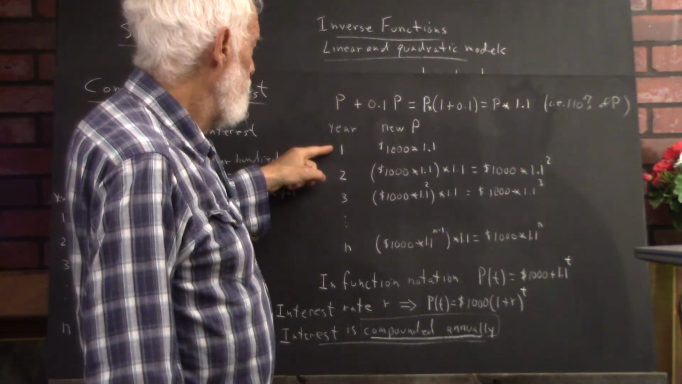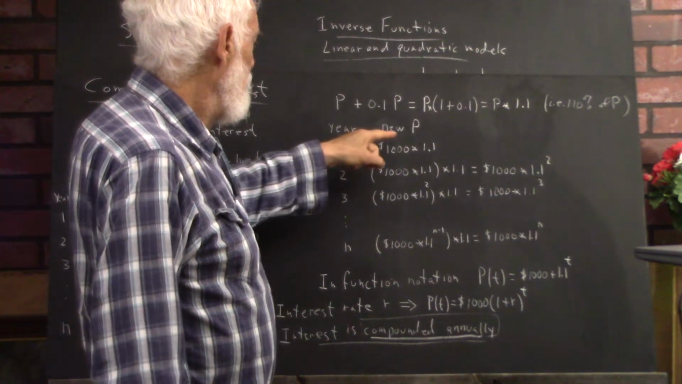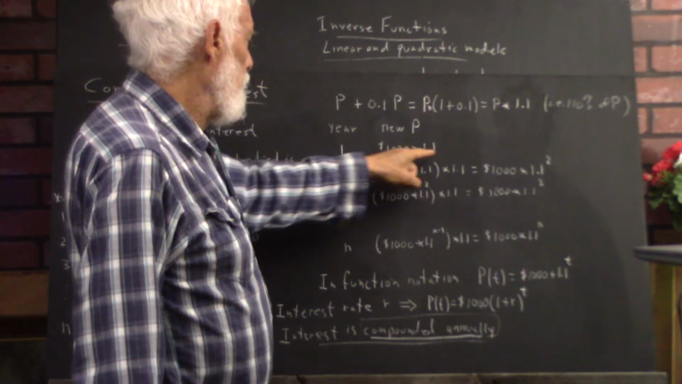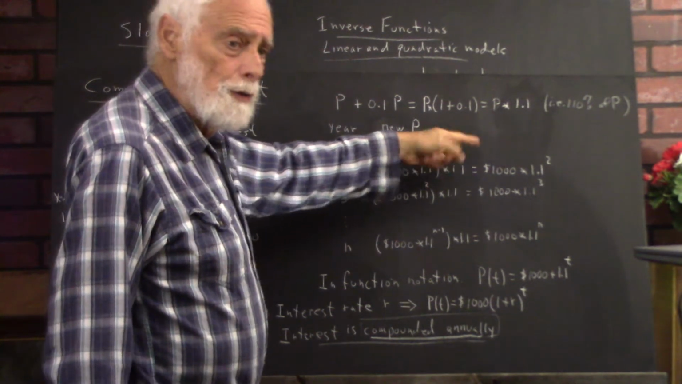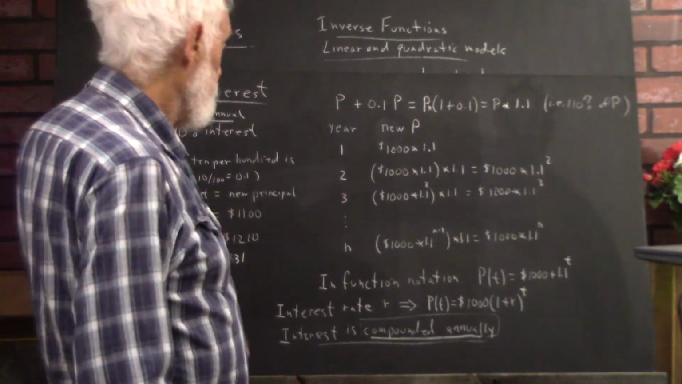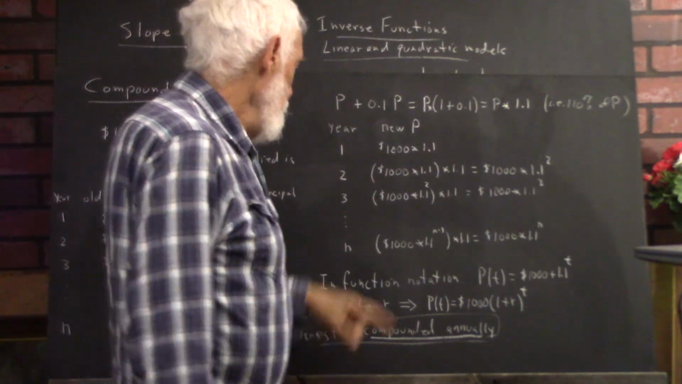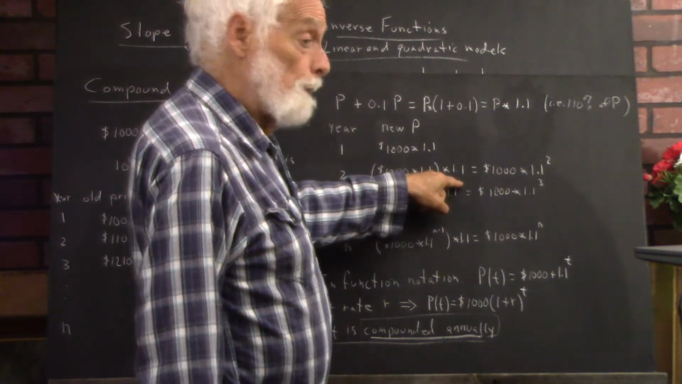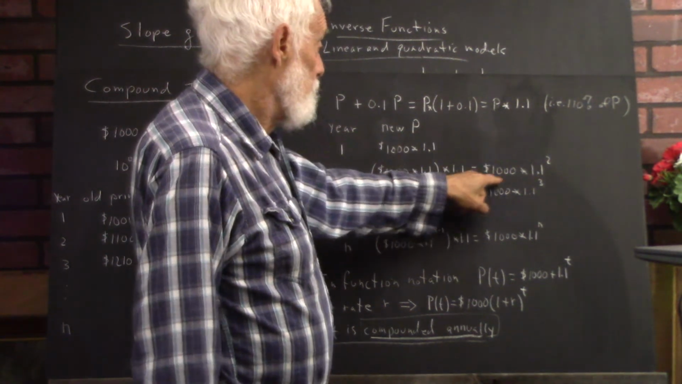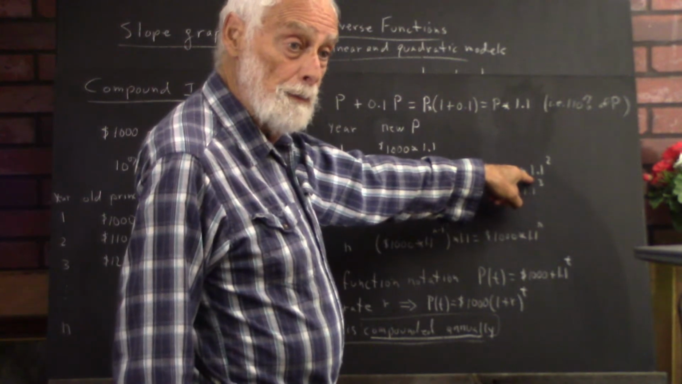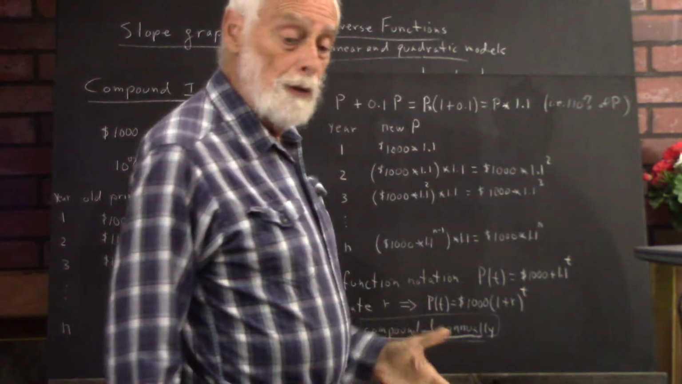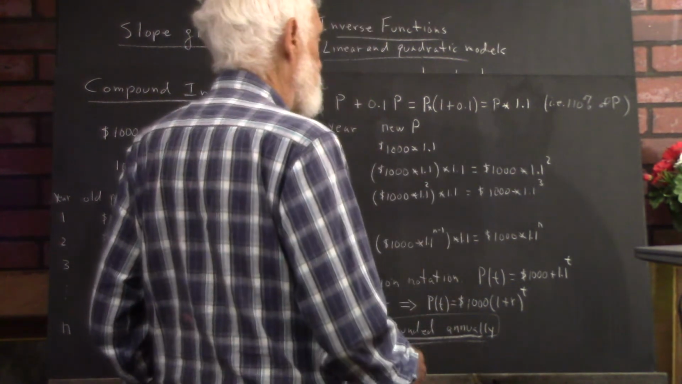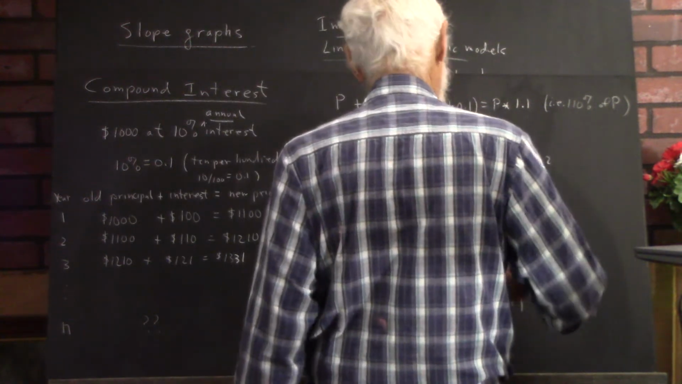Well, now we can revise our table. In year 1, our new principal is going to be 1,000 times 1.1, which of course is $1,100. That's easy. And then the second year, it's going to be 1,000 times 1.1 multiplied by 1.1, which is just 1,000 times 1.1 squared. Well, 1.1 squared is 1.21.